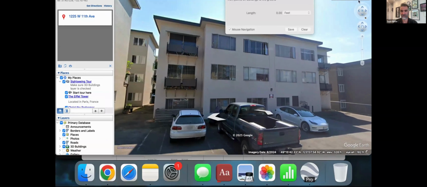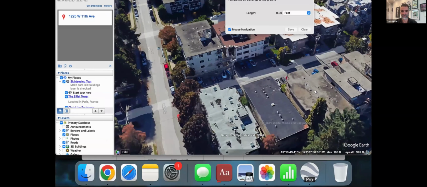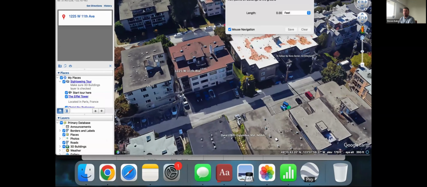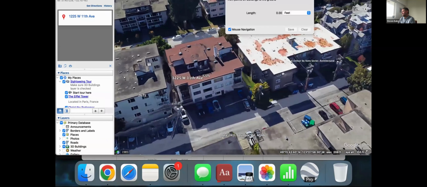Here I just zoomed in and you automatically go into Street View, and you get a really good clear view of the building. Those are the decks we're replacing with a new railing system. That's actually happening today, isn't it? Yep, as we speak.